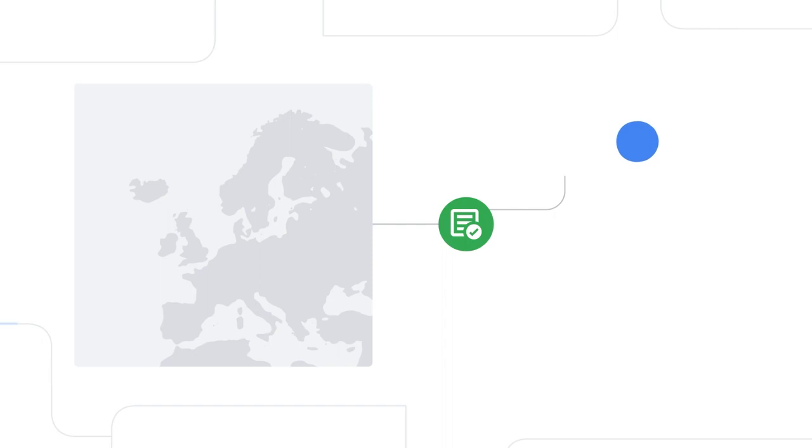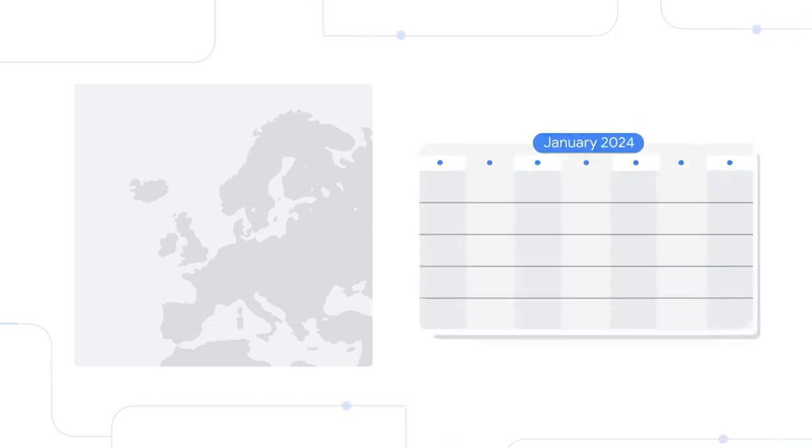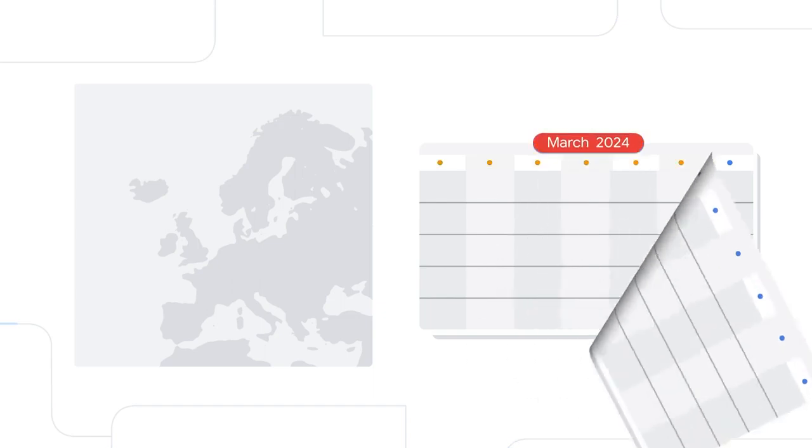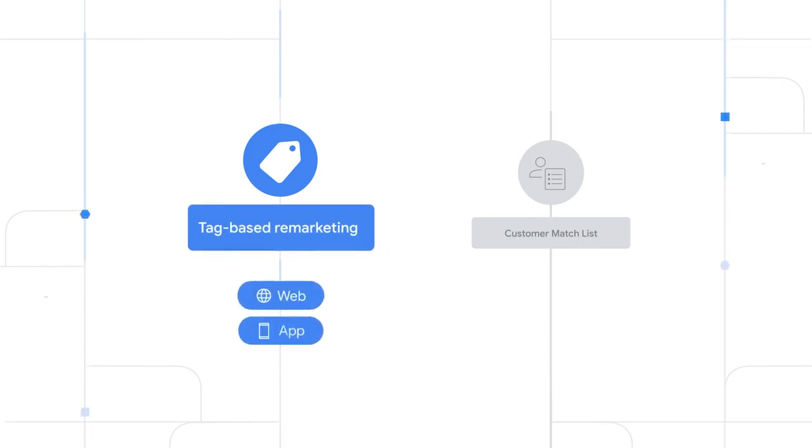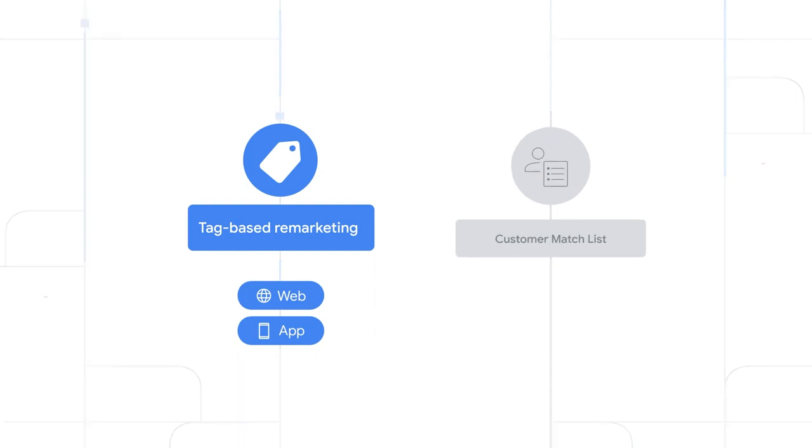If you are running campaigns using tag-based audience remarketing in the EEA, it is crucial to complete specific milestones before March 2024. This video tutorial will only speak to tag-based audience remarketing on web and app, and will not reference offline audiences, such as customer match lists.